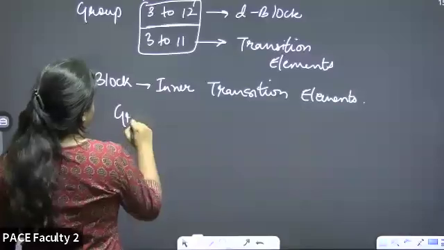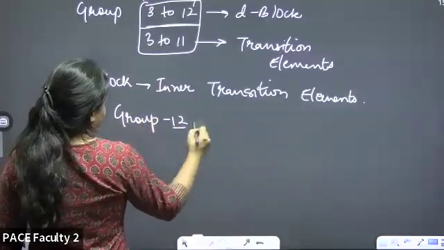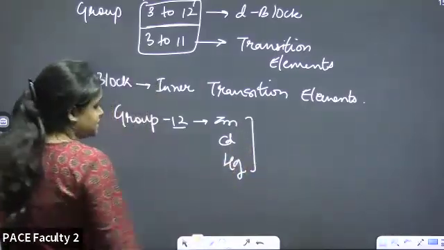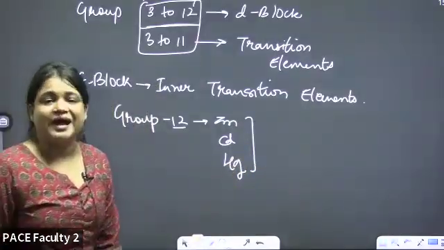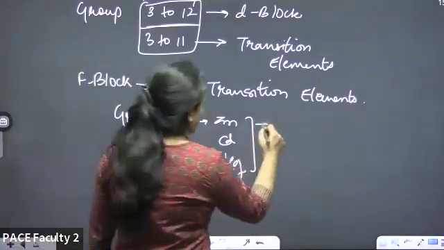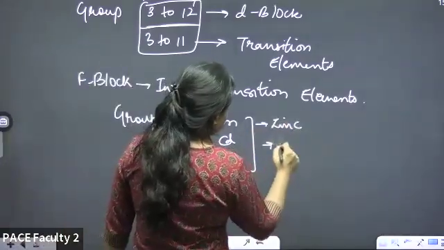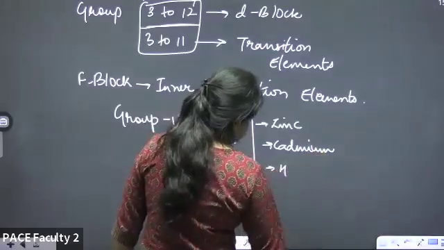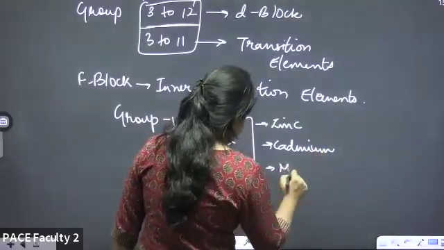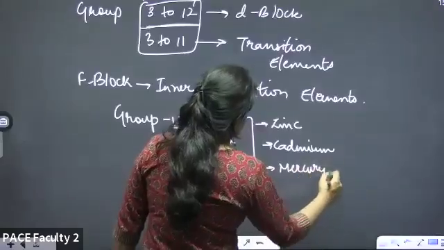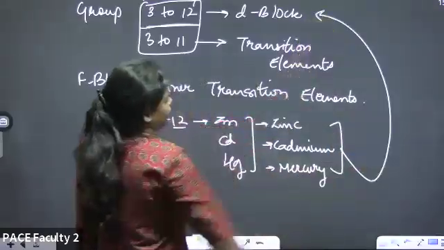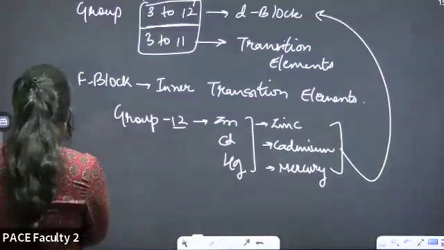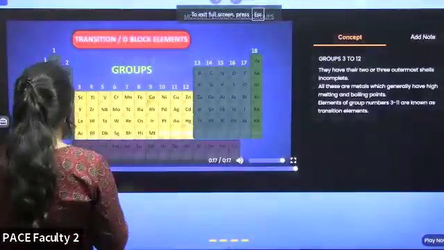Means that group 12, which elements come in it? Zinc comes, cadmium comes and mercury comes. Zinc, cadmium, Cd and Hg, mercury. I'm writing their names for you. Cadmium, mercury. These three elements are only called D block elements. They are not called transition elements. Let's go back and see. What else?